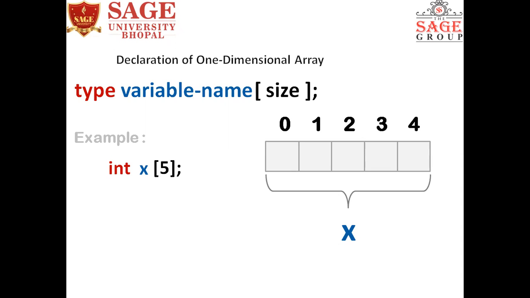As you know, the location of an array will always start with 0. So if you are assigning the size 5, then it will go up to 4 because it starts with 0.